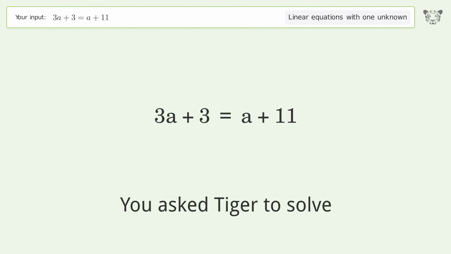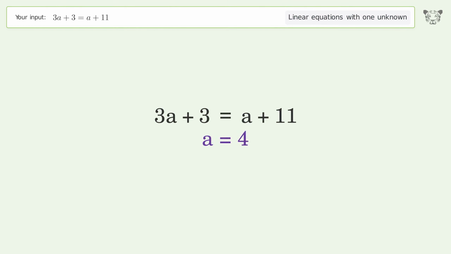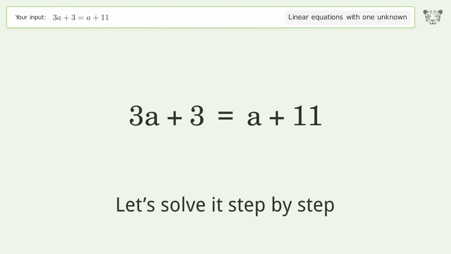You ask Tiger to solve this. It deals with linear equations with one unknown. The final result is a equals 4. Let's solve it step by step.